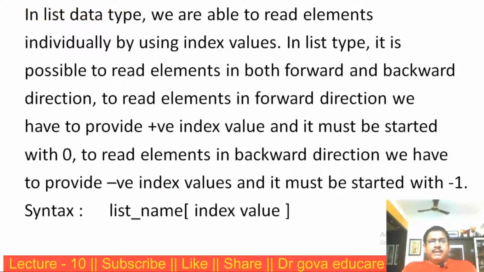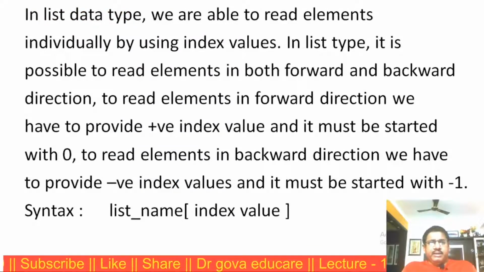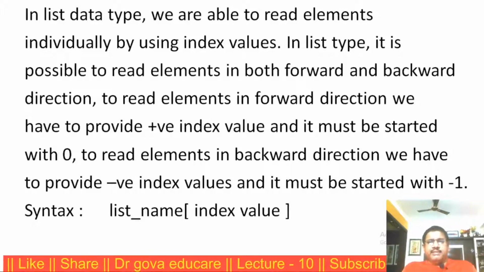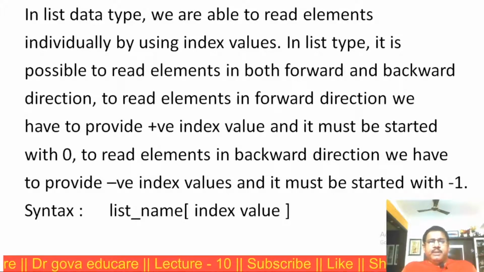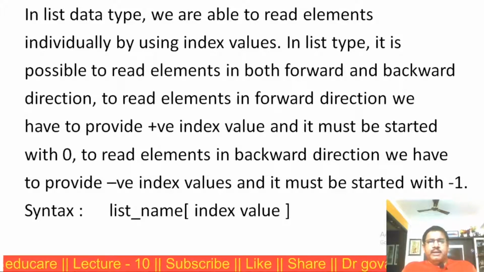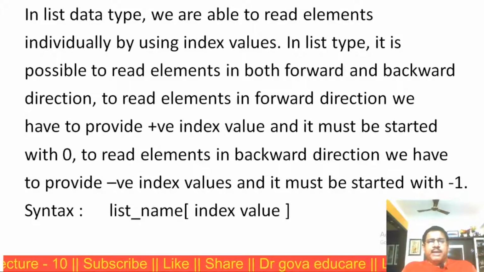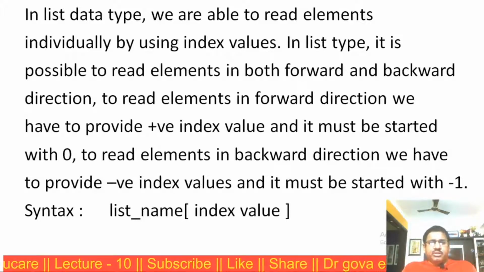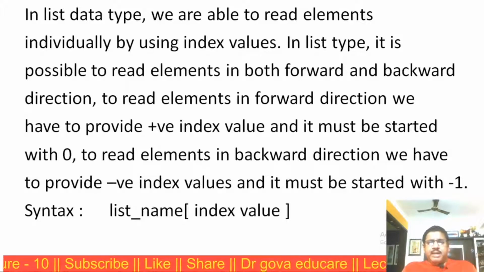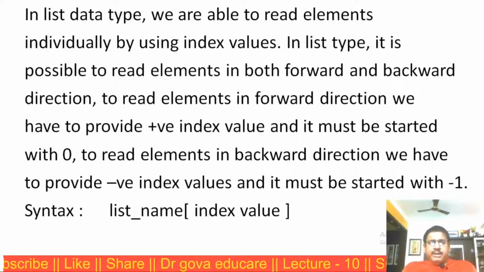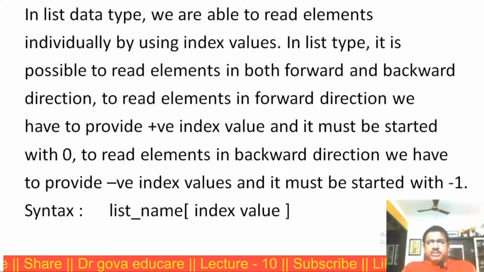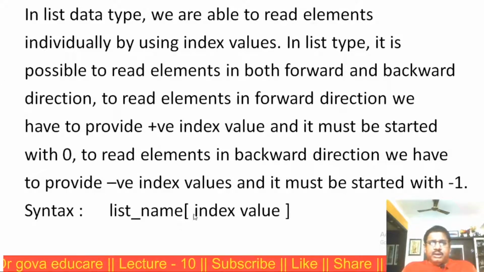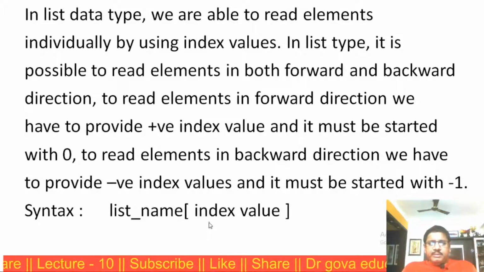In the list data type, we are able to read elements individually by using index values. In a list type, it is possible to read elements in both forward and backward direction. To read elements in forward direction, we have to provide a positive index value and it must start with 0. To read elements in backward direction, we have to provide negative index values and it must start with minus 1.